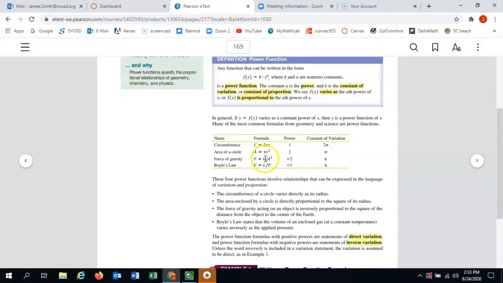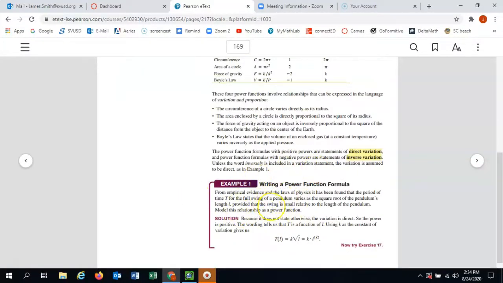So when you see the division, now we would read this as force varies inversely with the square of distance. Same thing down here for Boyle's law. This one is talking about volume and pressure. So we would say volume varies inversely with pressure, since pressure is on the bottom. And again, those have the negative powers. The constant of variation would be the k that you see here, so that would just be a single value on top of the fraction.